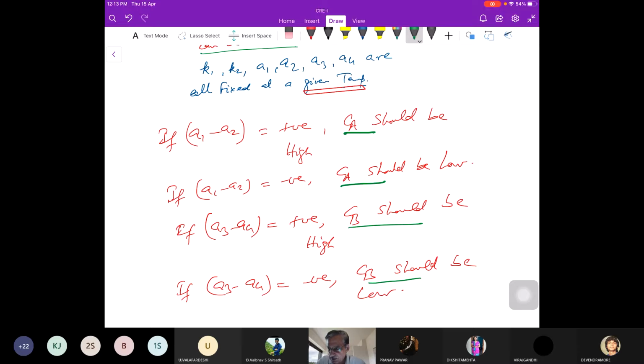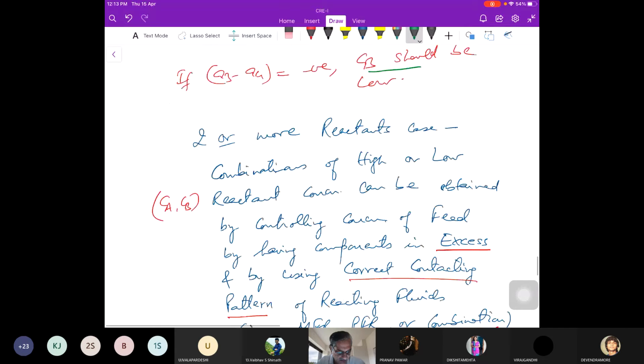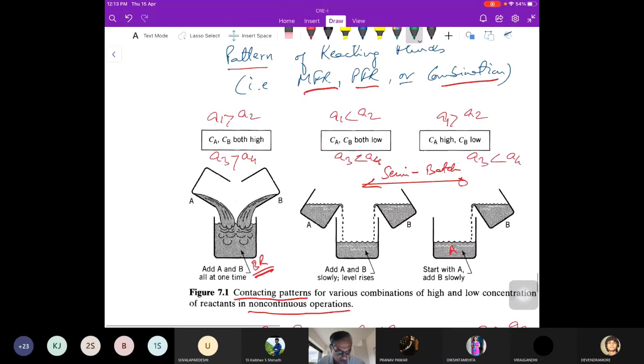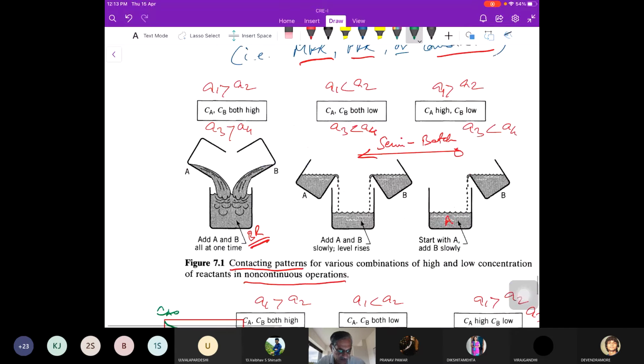So in that case, how do we achieve that concentration of reactants A and B? That's what we also saw last time. And we said that this is a combination. So if A1 is greater than A2, that means we need to have high concentration for A, and A3 is greater than A4, then we should have high concentration for B. So both A and B concentrations should be high, and then we take the reactor and add A and B all at one time, batch reactor.